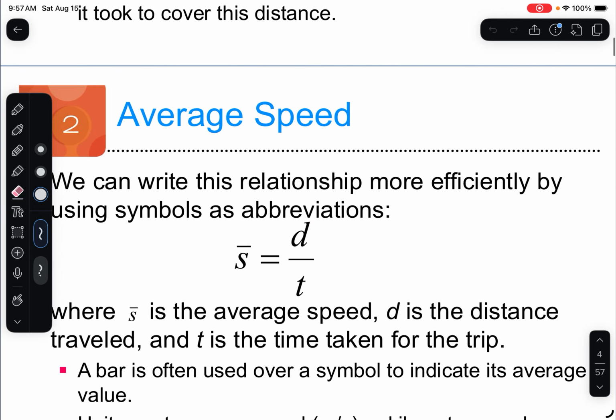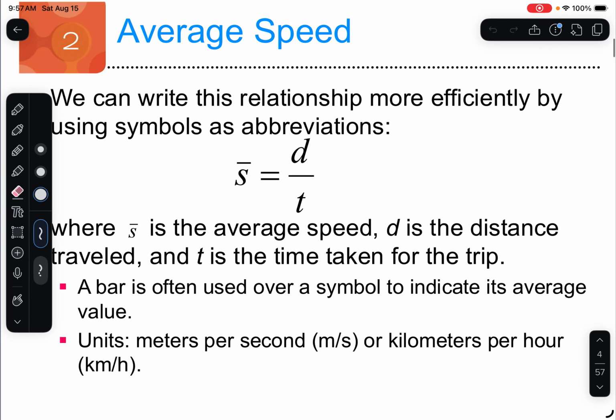So our formula for average speed is S-bar equals D over T. The line over S just simply means average. And as we go through this semester, you will see the line over other variables in other formulas. Now, our units for speed is typically going to be meters per second or kilometers per hour.